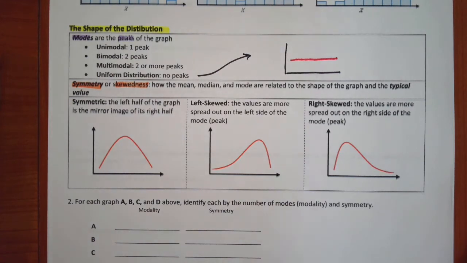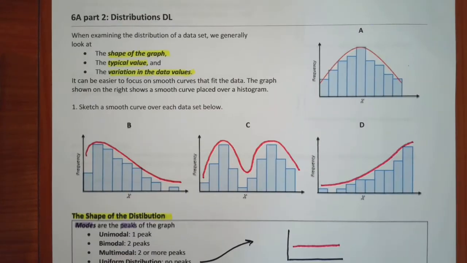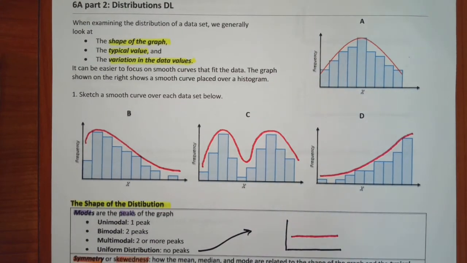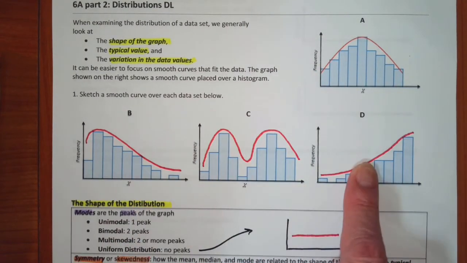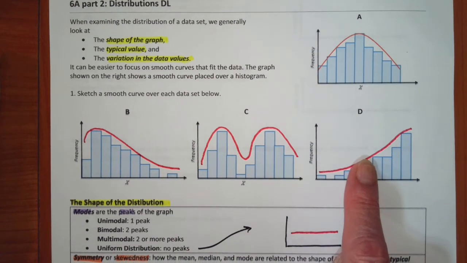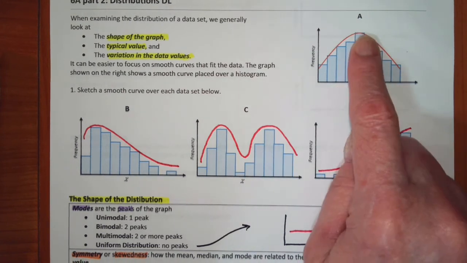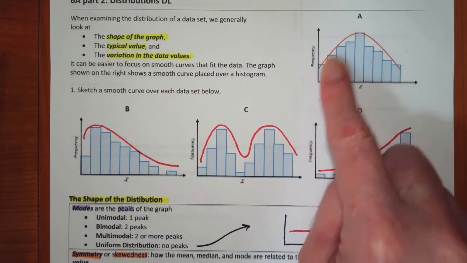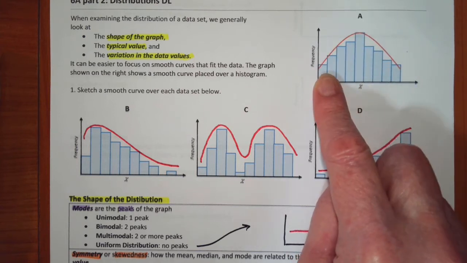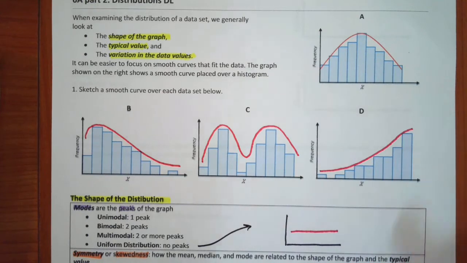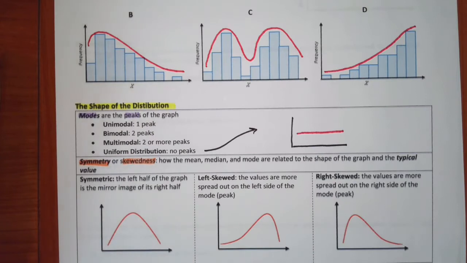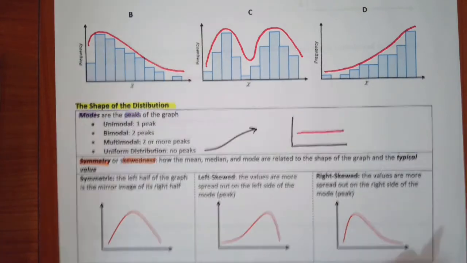Okay, so let's see if we can apply this to these four graphs up here. We are going to look at each of these, A, B, C, and D, and we are going to do the modality, which is how many modes there are, and then we are going to look at the symmetry or the skewedness. If I look at this, I can see there is one peak, which makes it unimodal, and it is roughly symmetric. It's not ever going to be exactly symmetric. So for graph A, I am going to write that this is unimodal.